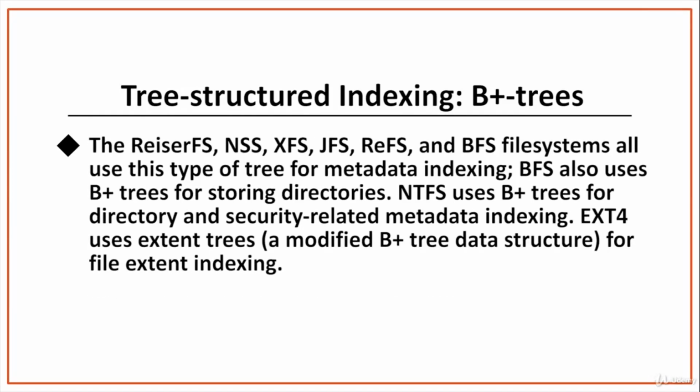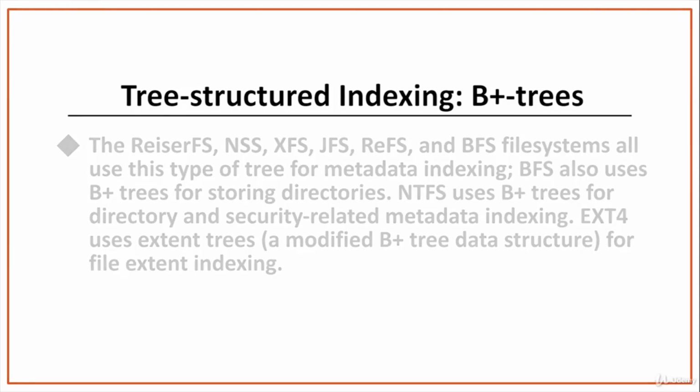The ReiserFS, NSS, XFS, JFS, ReFS, and BFS file systems all use this type of tree for metadata indexing. BFS also uses B+trees for storing directories. NTFS uses B+trees for directory and security-related metadata indexing. ext4 uses extent trees, a modified B+tree data structure, for file extent indexing.